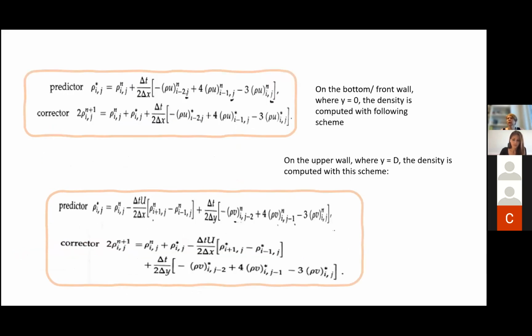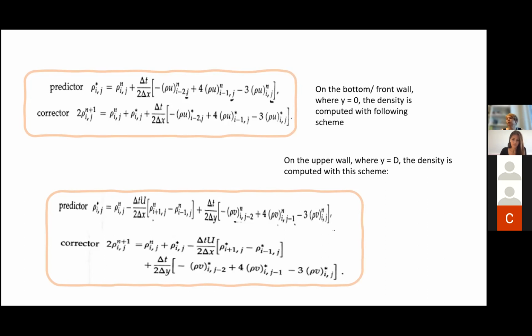So what about the top and bottom? Again, we need to do a separate computation for taking into account these boundary values. On the bottom or front, depending on how you interpret this situation, then we will have y equals 0, and x runs through all values of the boundary. And so we are again adjusting our scheme for density, predictor, and corrector step.